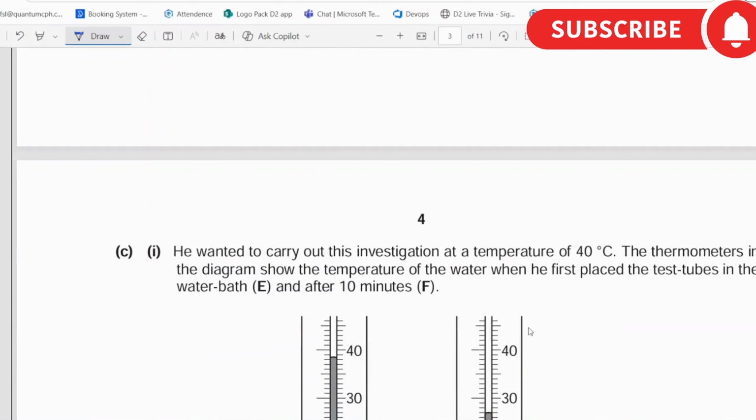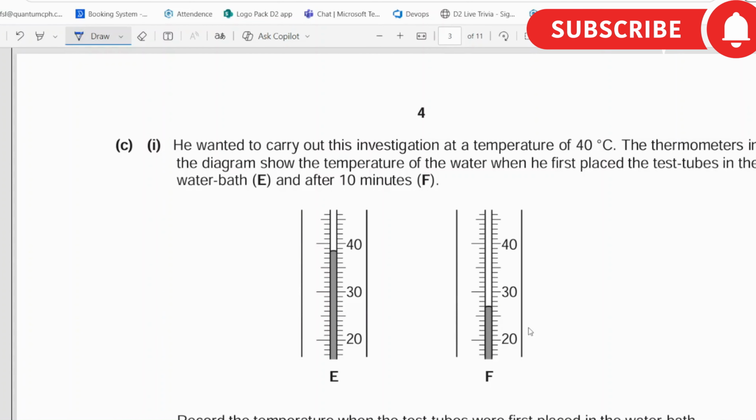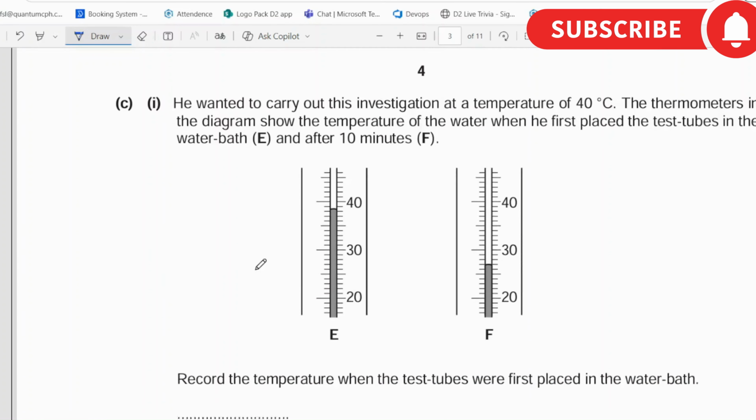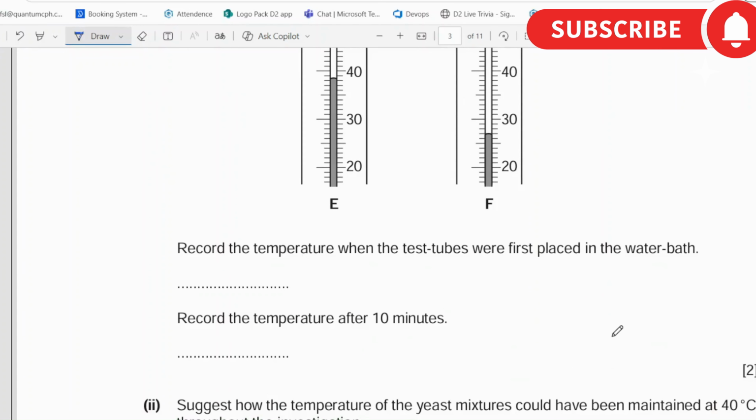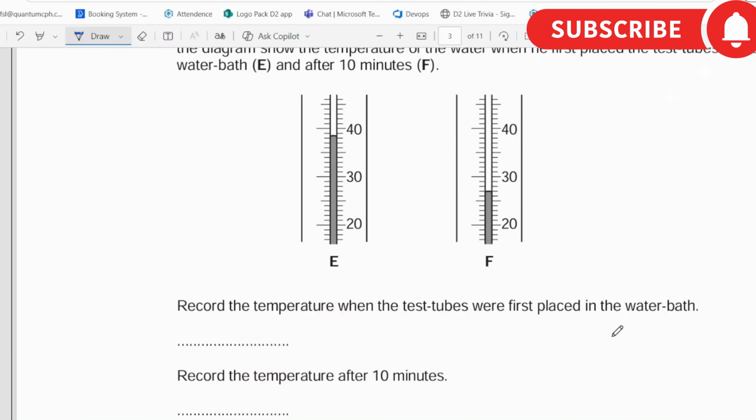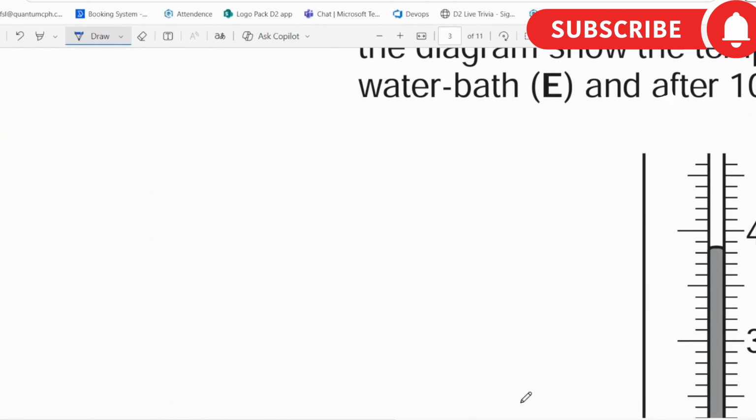He wanted to carry out the investigation at a temperature of 40. The thermometers in the diagram show the temperature. What is the temperature at E and F? Shall I make it bigger?